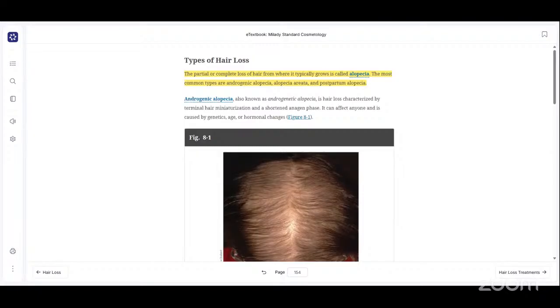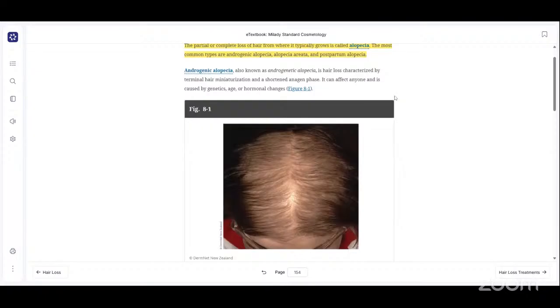Androgenetic alopecia. Hair miniaturation, and this says terminal hair miniaturation, so that this hair is on the scalp and it has pigment.